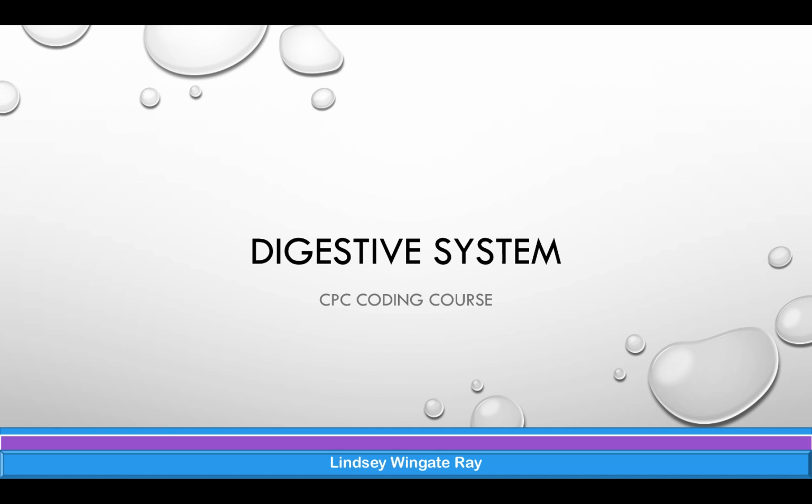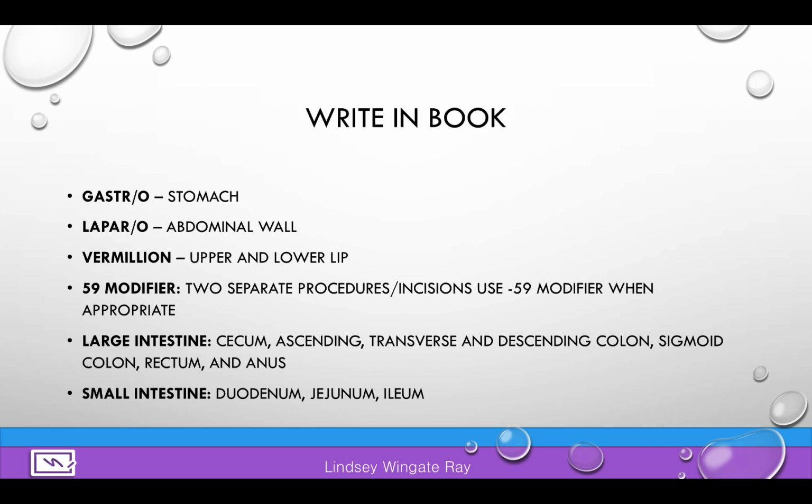Now we're going to go over the digestive system. Some terms that you need to write in your book are gastro, which means stomach, and lapar, which means abdominal wall. The vermilion is the upper and lower lip, the red portion. The 59 modifier is used in this section. Two separate procedures or incisions indicate the use of a 59 modifier when appropriate.